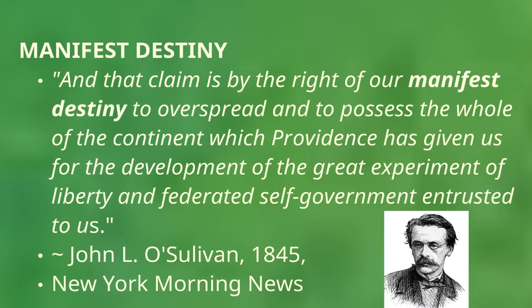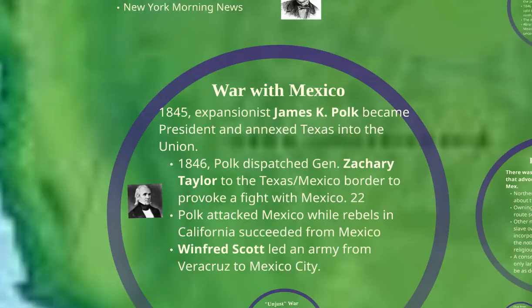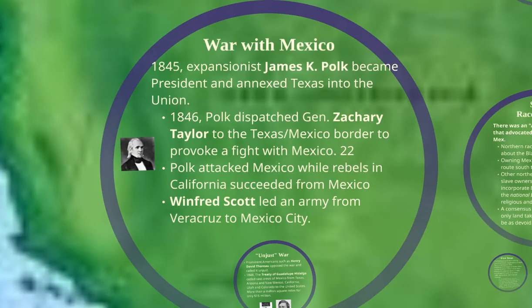Manifest Destiny was an ideology, a claim that the United States had a destiny to overspread and possess the whole of the North American continent, which Providence has given us for the development of a great experiment of liberty and federated self-government entrusted to us. John L. O'Sullivan wrote those words in 1845 in the New York Morning News. And that was the beginning of the concept or ideology of manifest destiny.